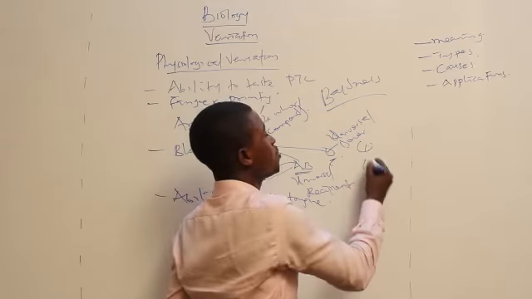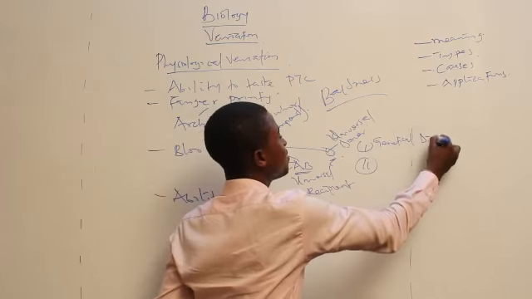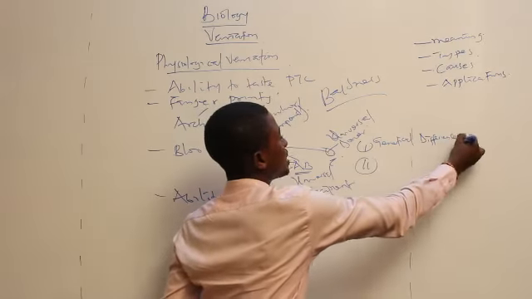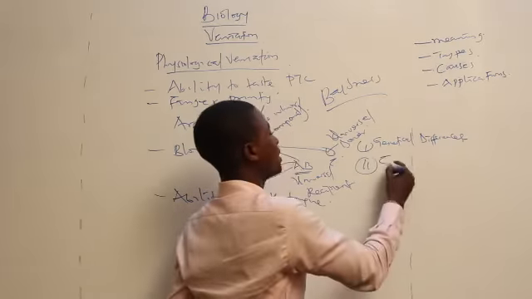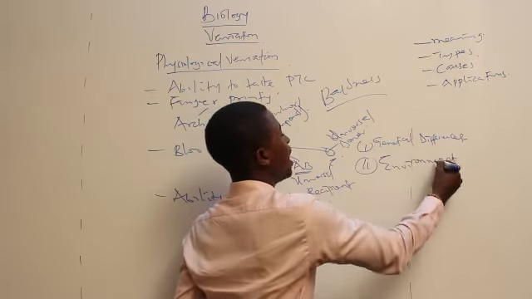And I said one of them is what? Genetical differences. Genetical differences. And the other one is what? Environment. Very, very loud. Environment.